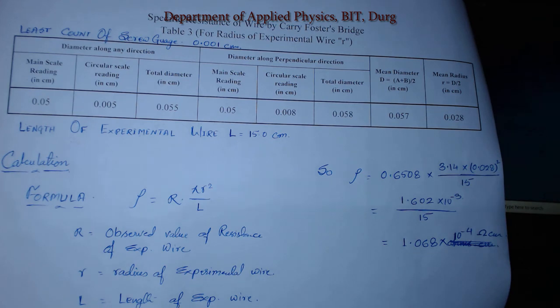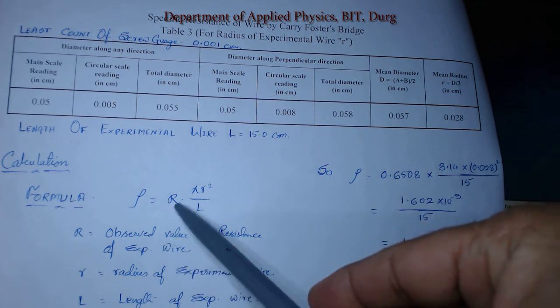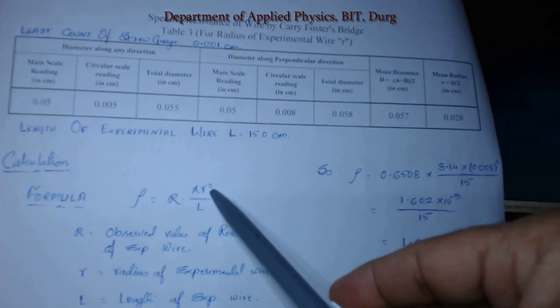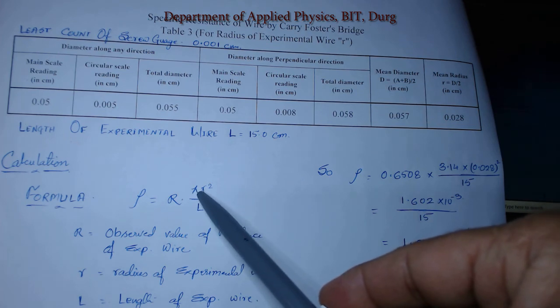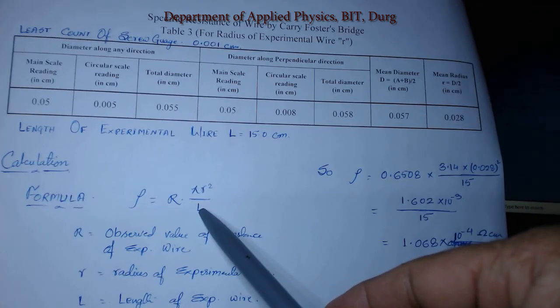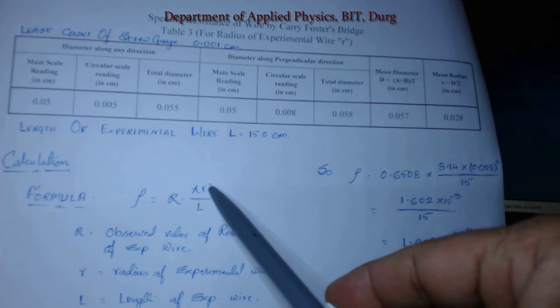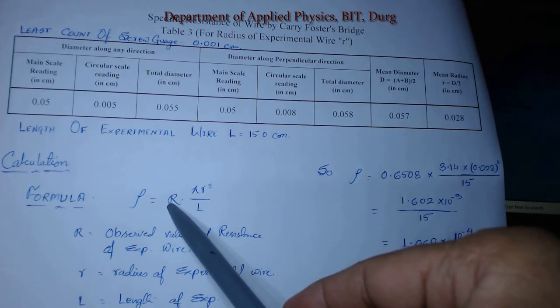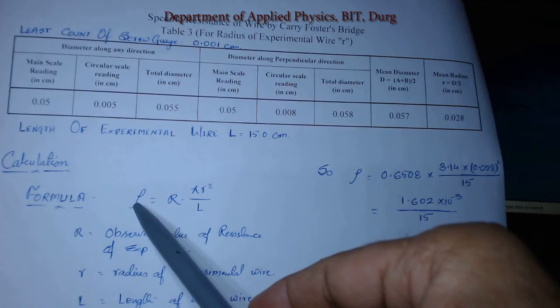Now we come to the last part of the calculation. For calculating the specific resistance rho, the formula is rho equals R, that is the resistance of the wire, multiplied by pi r square, that is the area of cross section of the wire, divided by L, the length of the wire. We have the value of R, we have the value of L, we have the value of r. So obviously we can calculate rho.